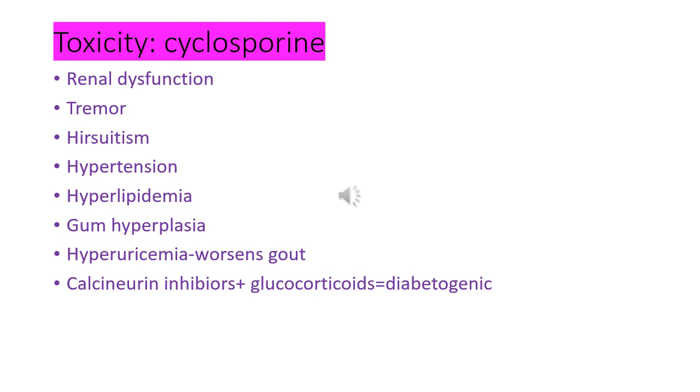Toxicity of cyclosporine: renal dysfunction, tremors, hirsutism, hypertension, hyperlipidemia, gum hyperplasia, hyperuricemia, worsening of gout, and calcineurin inhibitor plus glucocorticoid causes diabetogenic effects, that is, causing or production of diabetes.